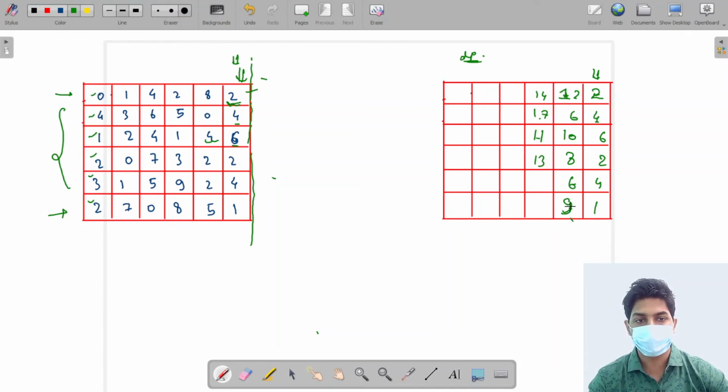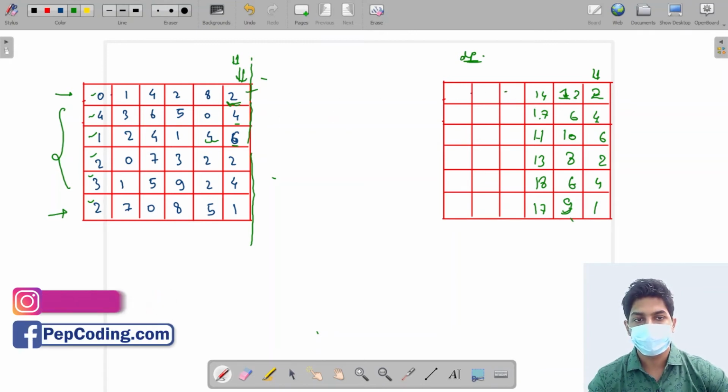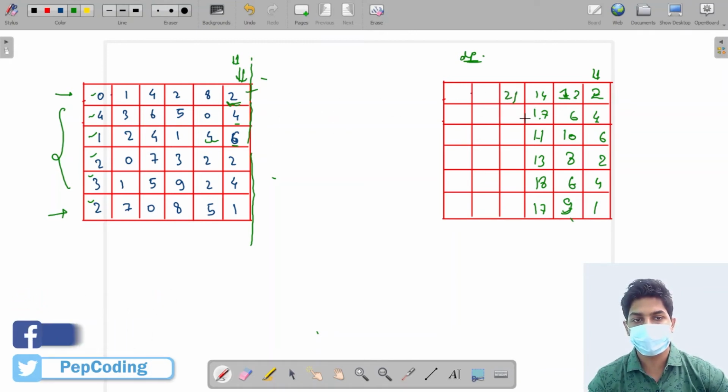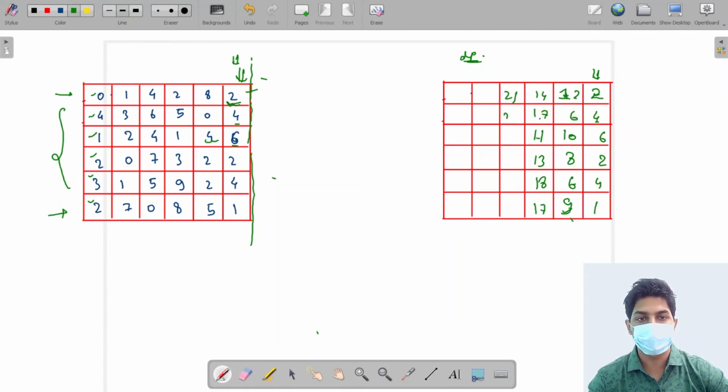For this the maximum is 9, and 9 plus 9 is 18. For this the maximum is 9, and 9 plus 8 is 17. For this the maximum is 17, and 17 plus 4 is 21. For this the maximum is 17. 17 plus 6 is 23. Okay, and in this particular manner we can fill this dp table.